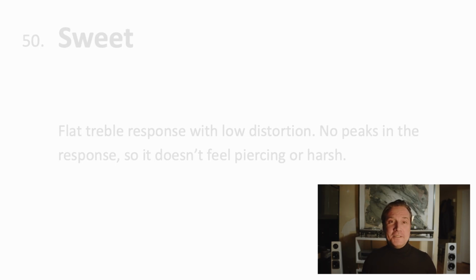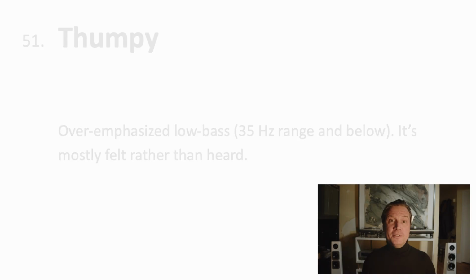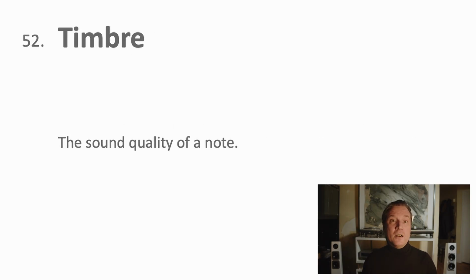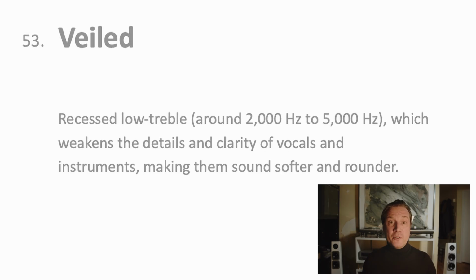We're close to the end. Thumpy: overemphasized low bass, 35 Hz range and below. It's mostly felt rather than heard. Timbre: the sound quality of a note. Veiled: recessed low treble, around 2000 to 5000 Hz, which weakens the details and clarity of vocals and instruments, making them sound softer and rounder.